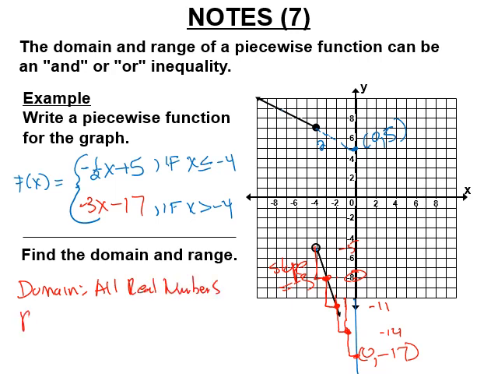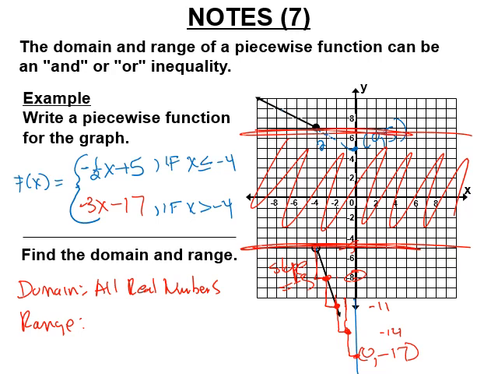And the range is interesting. This is where our and or is coming in. We have a gap, right? We have a gap here. Y can't be in that section because there's a gap between those two rays. One's pointing down and one's pointing up.